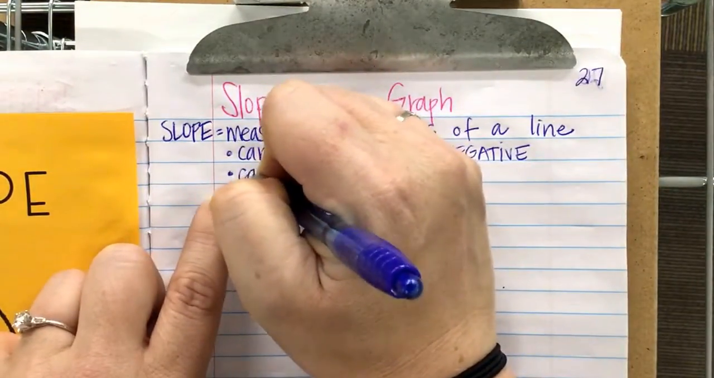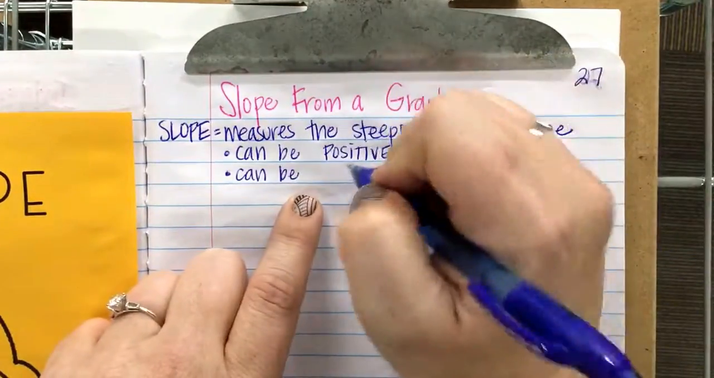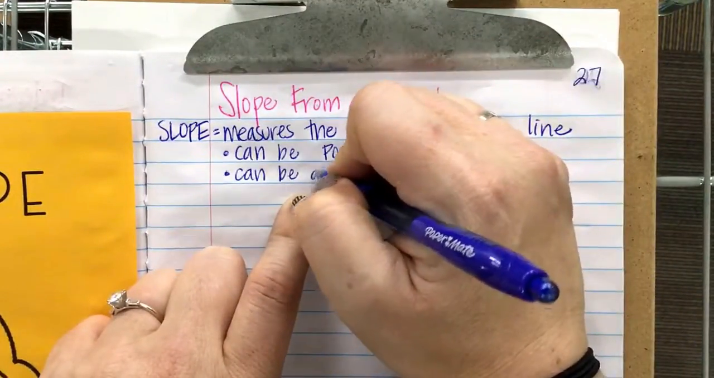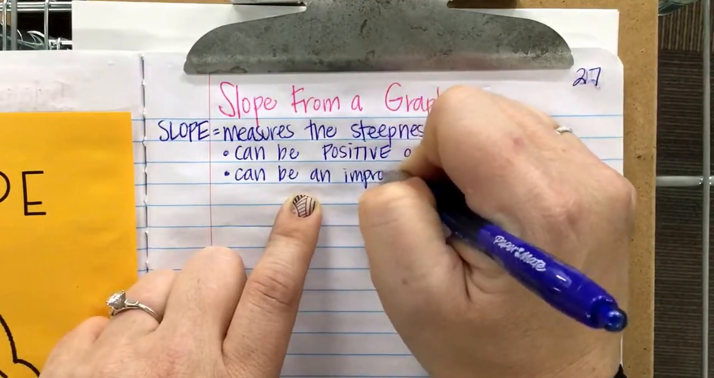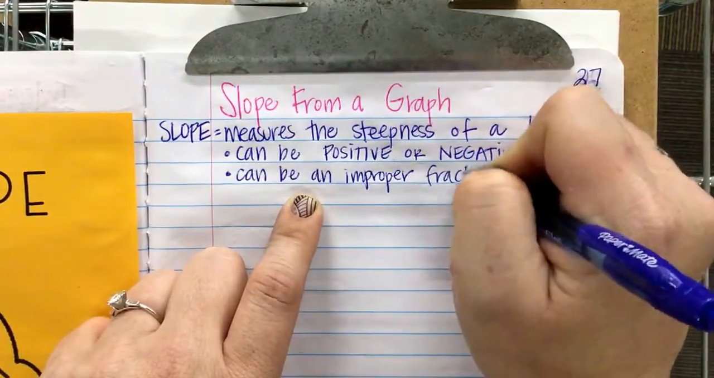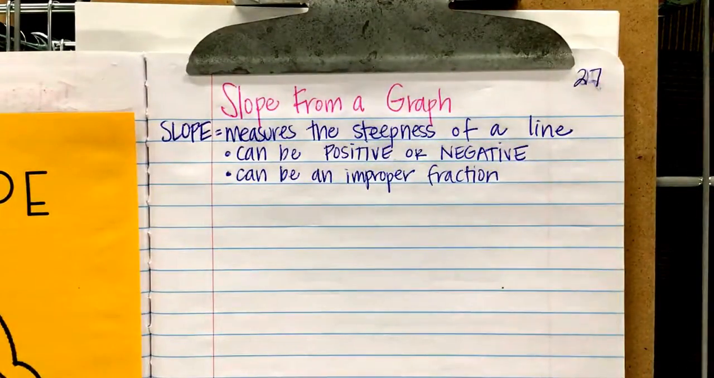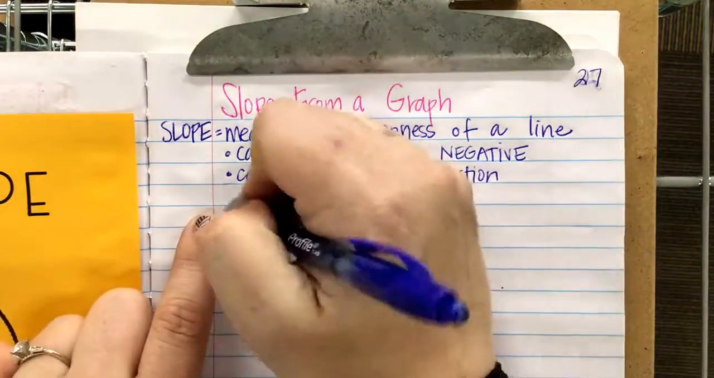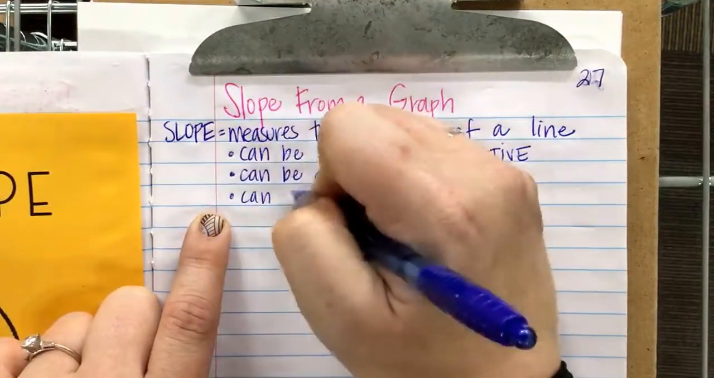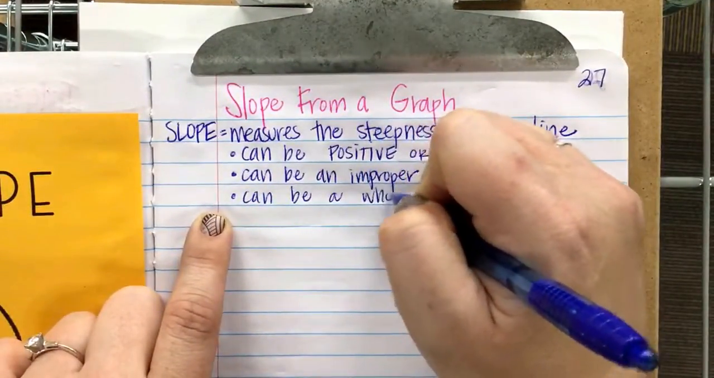Slope can be an improper fraction. You go up 4 and over 3. You go up 7 and over 2. Right? Slope, the measure of the steepness, can be positive, it can be negative, it can be an improper fraction, it can be a whole number.